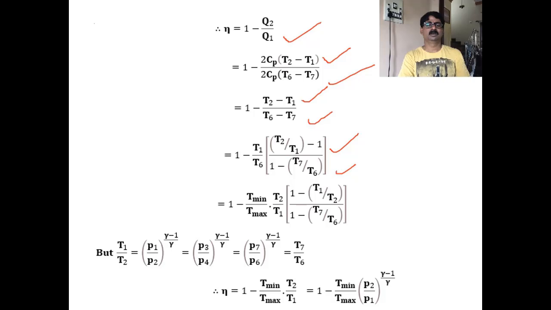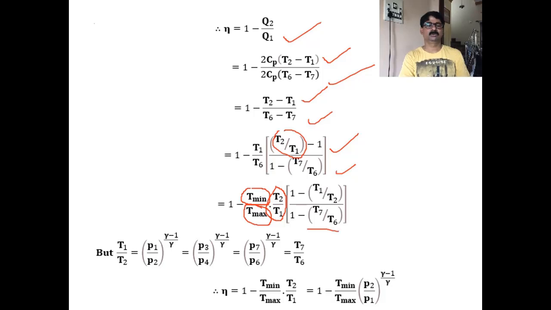Now T1 is nothing but the minimum temperature of the cycle and T6 is nothing but the maximum temperature of the cycle. Now this T2 by T1, you take it outside here, right? So the numerator becomes 1 minus T1 by T2 and the denominator remains the same, 1 minus T7 by T6.